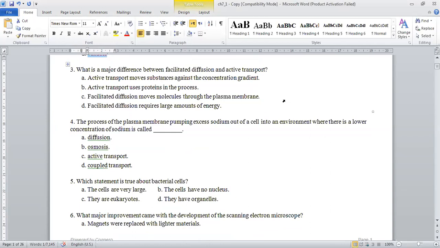What is the difference between facilitated diffusion and active transport? Another one. Hassan. Yes, number 3. What is the major difference between facilitated diffusion and active transport?